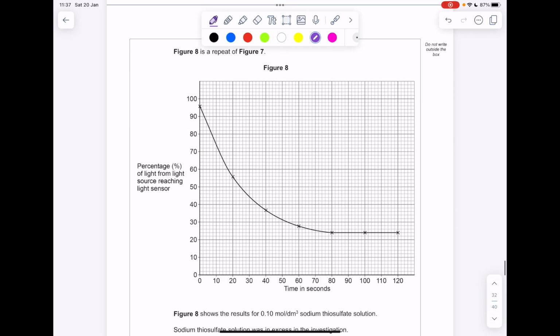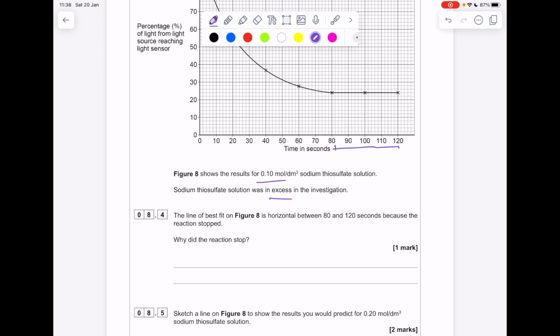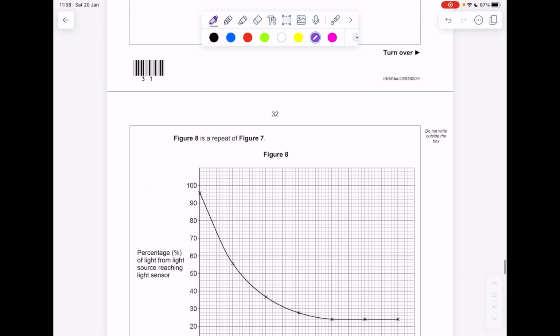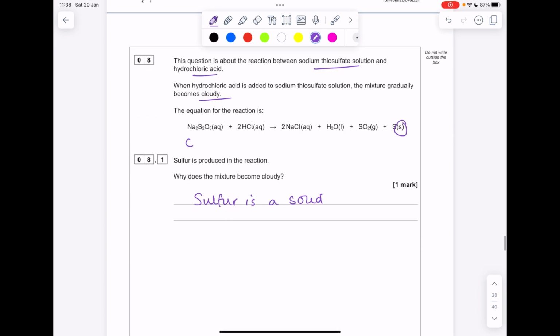Figure 8 is a repeat of Figure 7. Figure 8 shows the results for 0.1 mole sodium thiosulfate solution. Sodium thiosulfate solution was in excess. The line of best fit on Figure 8 is horizontal between 80 and 120 seconds because the reaction stopped. Why did the reaction stop? Well, we know that the sodium thiosulfate is in excess. So if we look back at the original equation up here, if this is in excess, we know that HCl is limiting and that it must have all been used up for the reaction to stop.